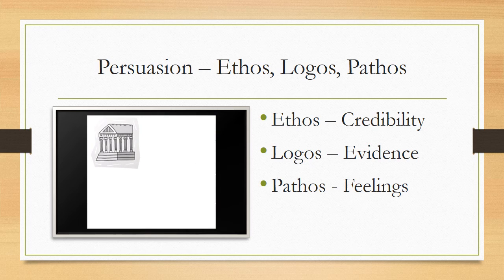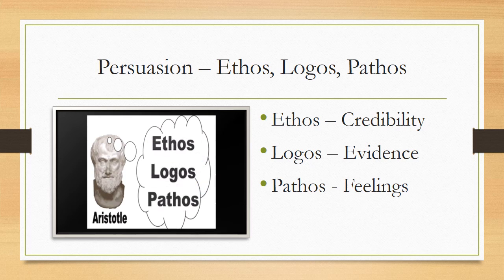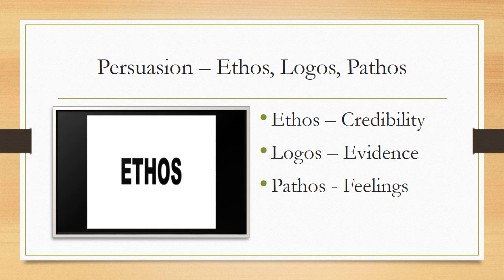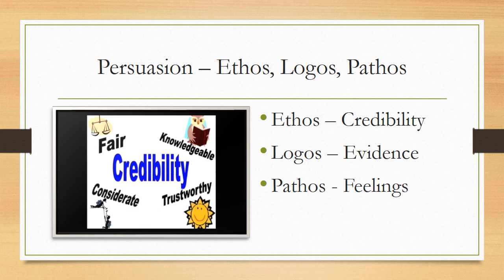Well, a long time ago in ancient Greece, a philosopher named Aristotle noticed that when people try to persuade each other, they use three main tactics. He called these tactics ethos, logos, and pathos. The first one, ethos, or ethical appeal, is about establishing your credibility with the audience. An author or speaker establishes credibility with the audience by being fair, being knowledgeable about the topic, being trustworthy, and being considerate of their thoughts and opinions.